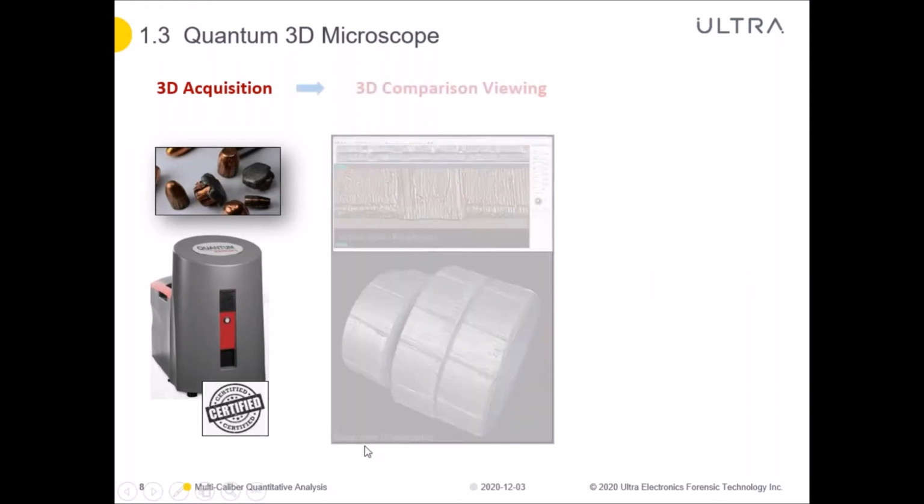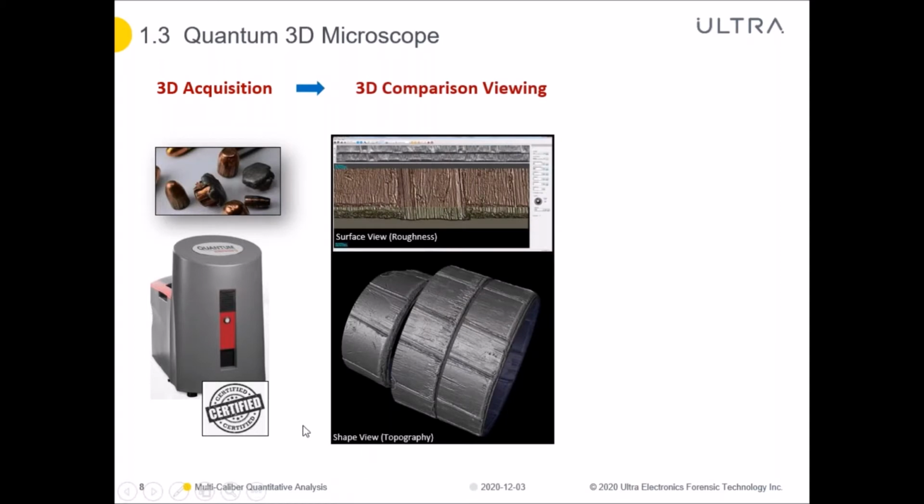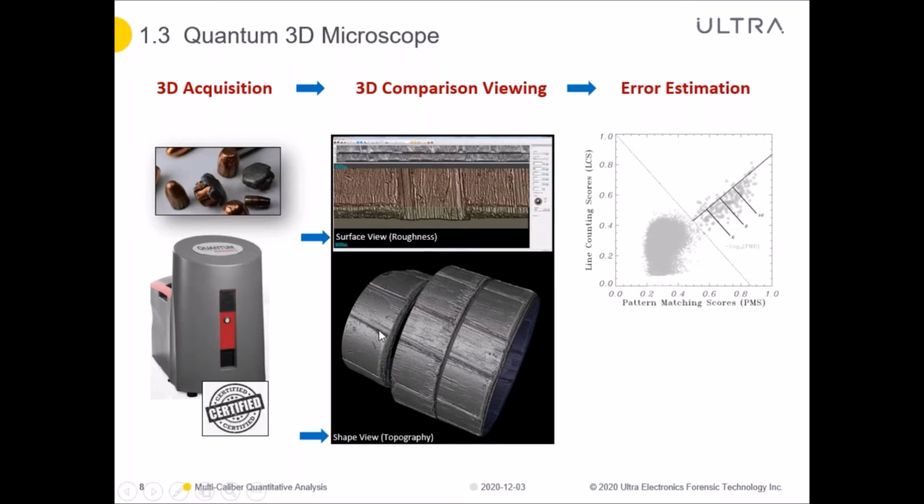To visualize those two levels of resolution, we have two viewing modes. The first one is a surface view, where we see the mosaic of roughness, which is basically an honorable carpet of the surface of the bullet. The other mode is the shape view, where we can see the entire set of 3D data. And finally, the error estimation through the RBL graph, which we will explain in detail in the next few slides.